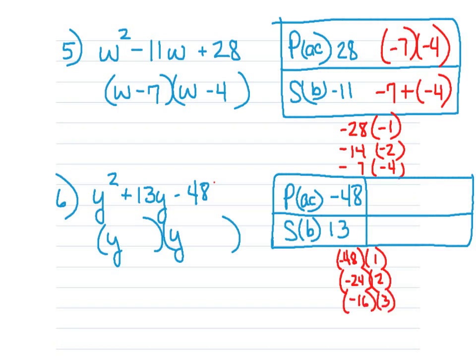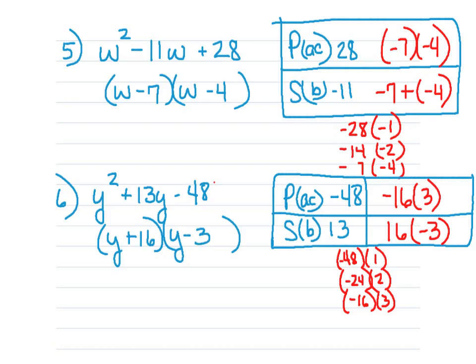So I know that negative 16 times 3 is negative 48, and negative 16 plus 3 is not positive 13. So what's wrong with my thinking? Well, if you notice, my signs are wrong. It needs to be positive 16 and negative 3. The larger number has to be positive. So my factors are y plus 16 and y minus 3.